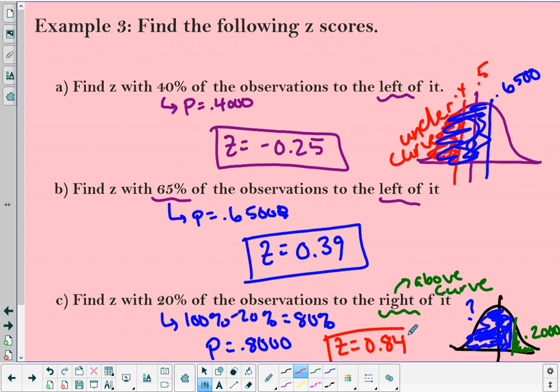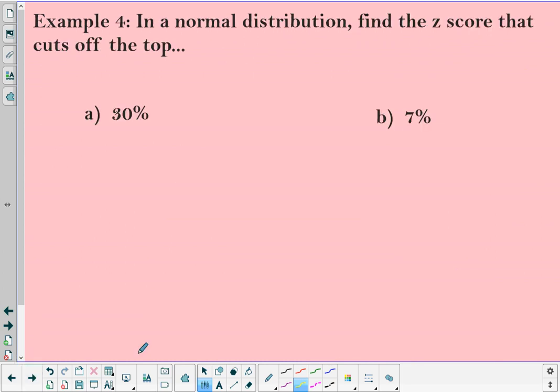0.84. So again, when you see this to the right, you're looking at above the curve. You need to take 1 minus that percentage, or 1 minus that decimal version, to get the decimal version to the left of it, because the z-score line measures everything to the left. Let's do a few more that are similar to that.